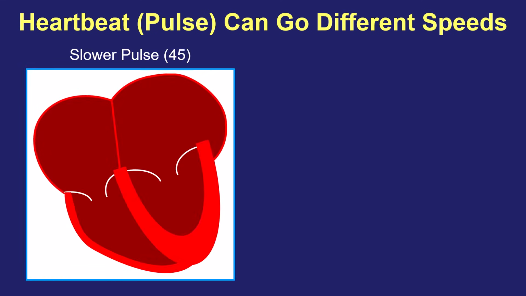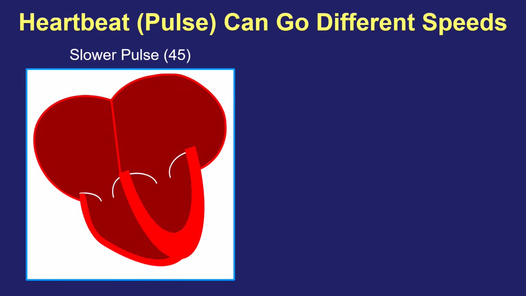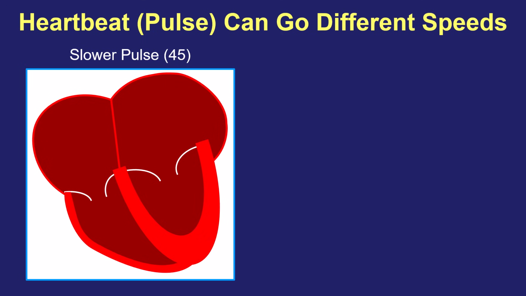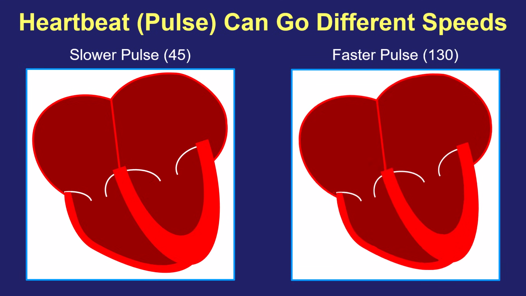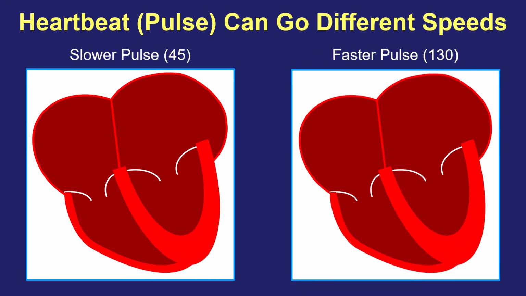Here's an example of somebody who's in atrial fibrillation where the top part of the heart is beating very fast and irregular, and the bottom pumping chambers are irregular but beating slowly. This person has a pulse of 45 beats per minute. Here's another person who's also in the same atrial fibrillation, but their bottom chambers are beating much faster at 130 beats per minute, also in an irregular pattern.